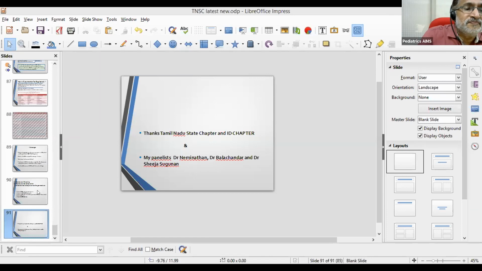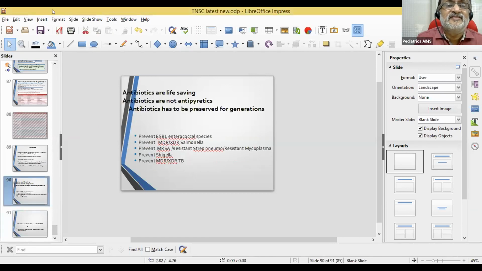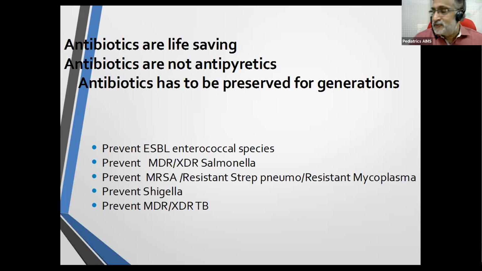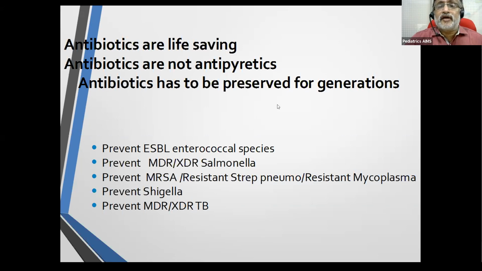So my dear friends, at the end I would like to conclude this panel discussion with the statements that antibiotics are life-saving, antibiotics are not antipyretics. Antibiotics have to be preserved for future generations. And also, you have to prevent vancomycin-resistant Enterococcal species, prevent MDR, XDR Salmonella, prevent MRSA, Streptococcus, resistant Mycoplasma, prevent Shigella, and prevent MDR, XDR TB.